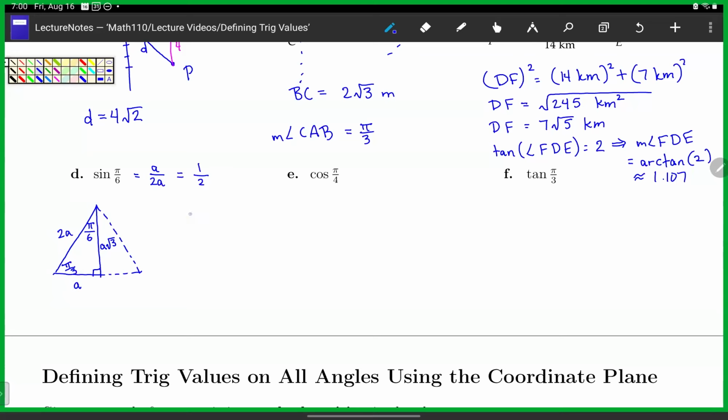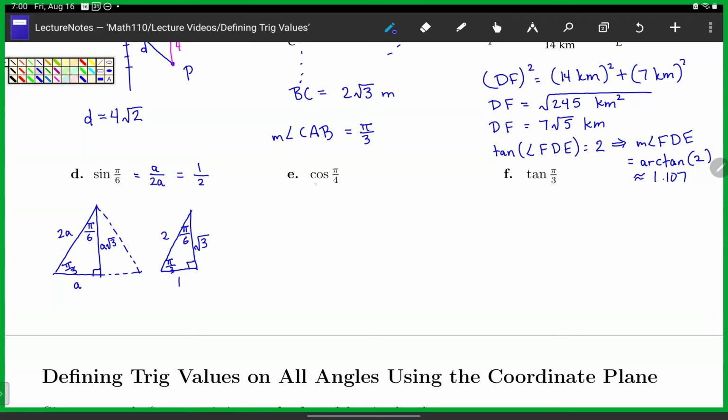So I could have just as easily done this with just side lengths. Here's my pi over 3 angle and pi over 6 angle, and side lengths 1, 2, and square root of 3. Remembering, of course, that the hypotenuse is twice as long as the shorter leg.